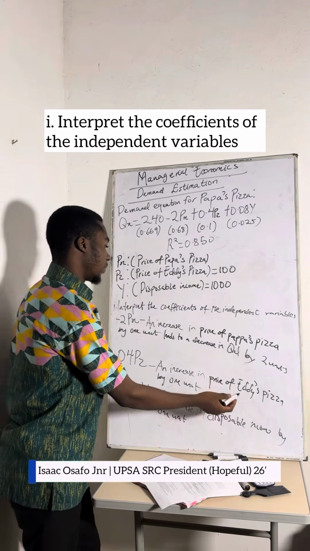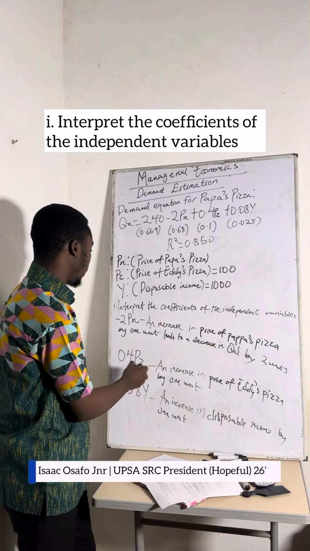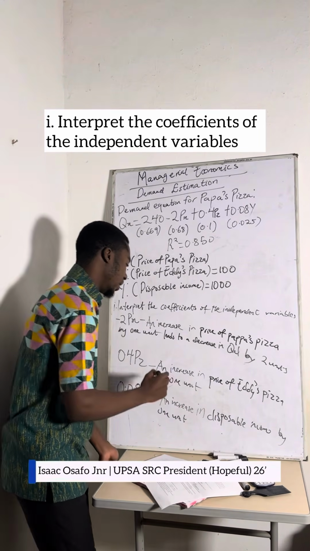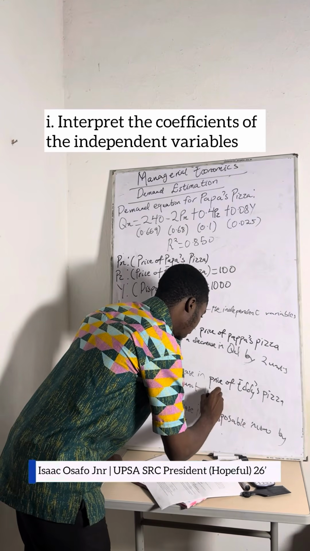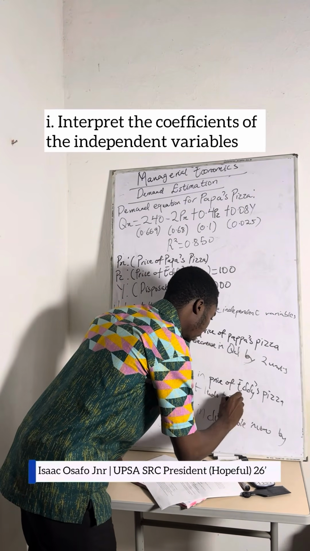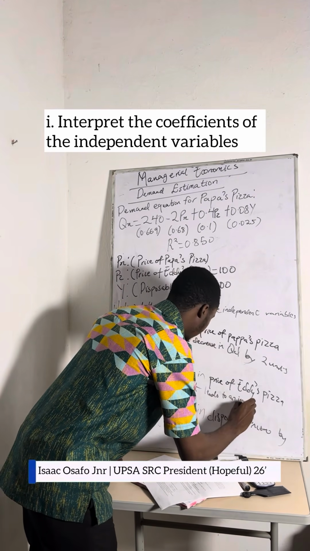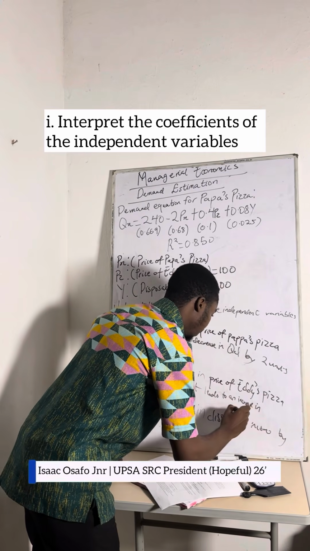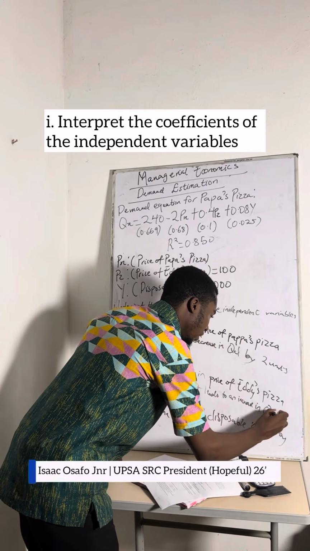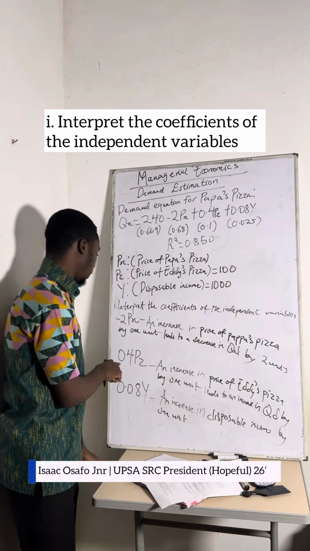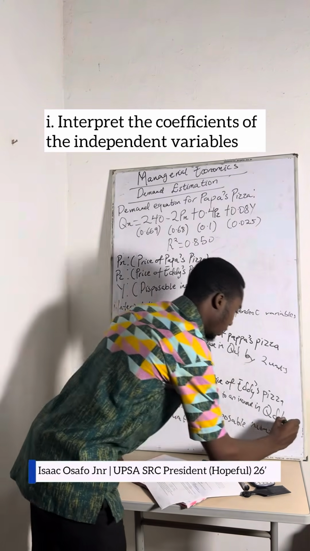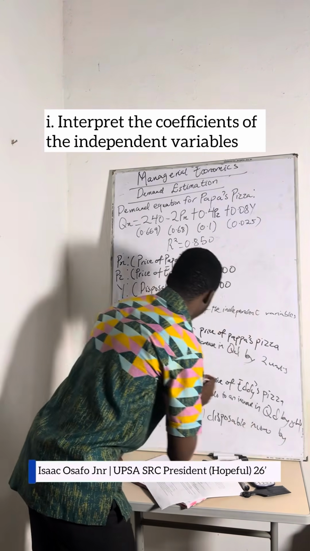Then an increase in price of Eddie's Pizza by 1 unit. This one, too, because it's positive, we'll say it leads to an increase in also quantity demanded by 0.4. You get whatever is attached to the variable.